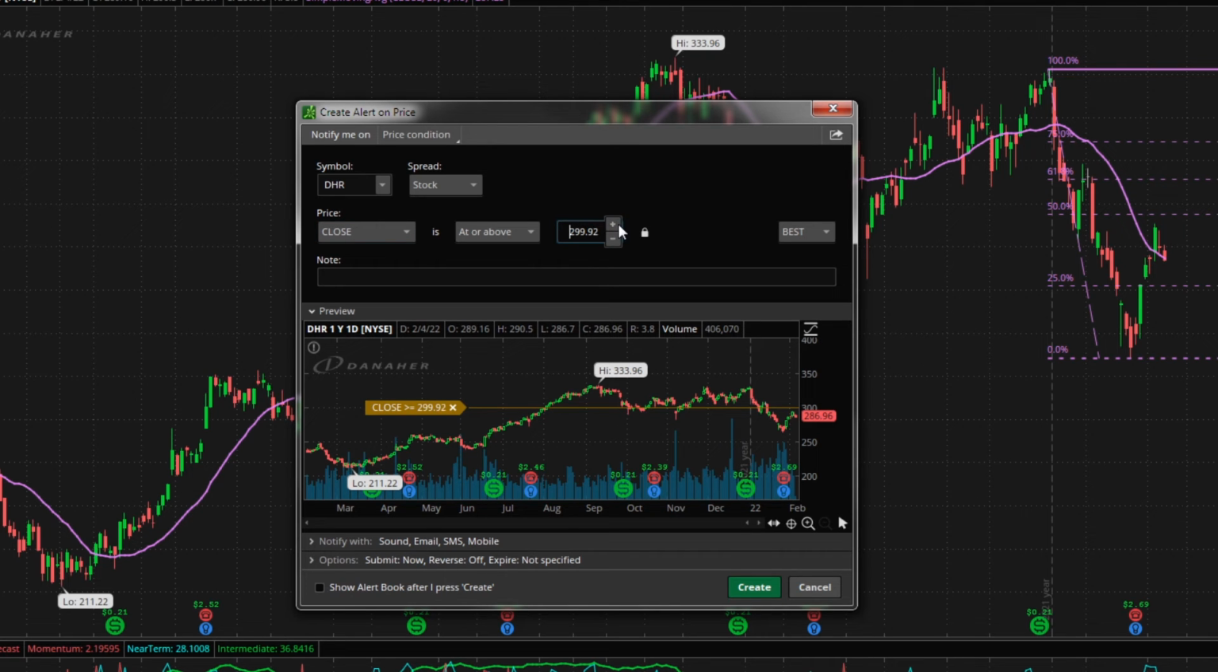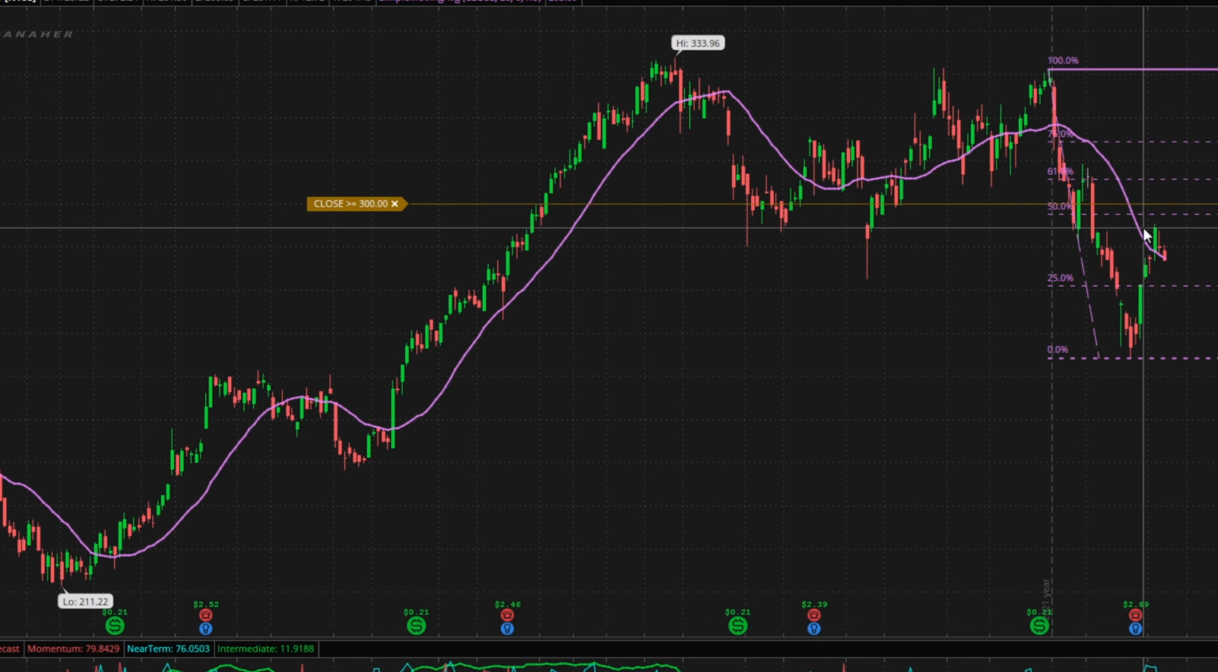I'm going to set an alert here, and this will text me an alert. So if this stock gets above that 300, that's when I know I need to either start looking at taking a loss or adjusting this position. There's lots of ways that we can do that, but I'm going to go ahead and click create. Boom. I don't really have to look at this now. As long as we stay below 300 on DHR, I'm not worried about adjusting this position at all.